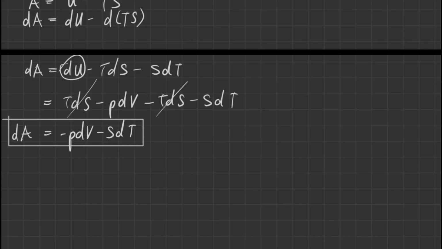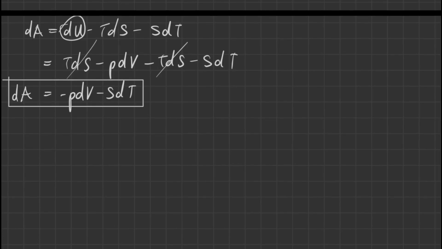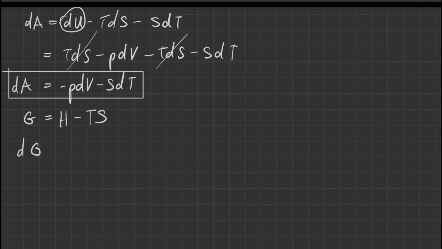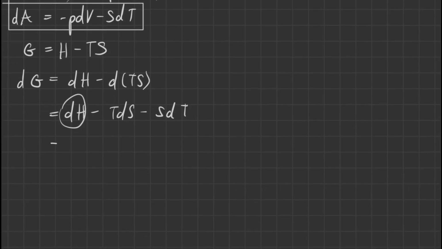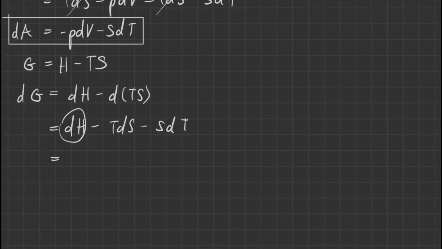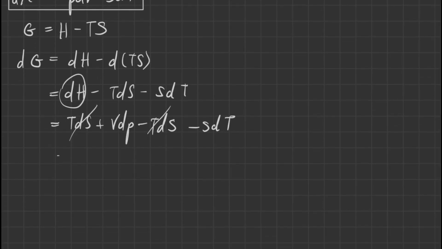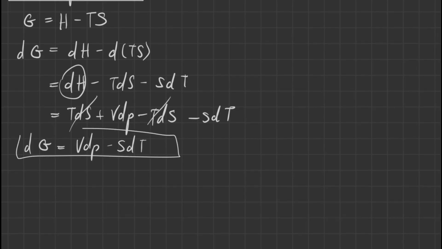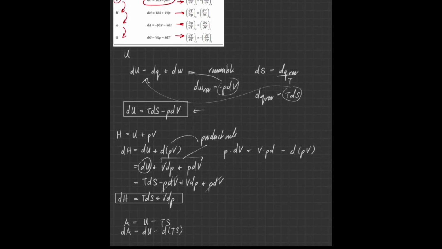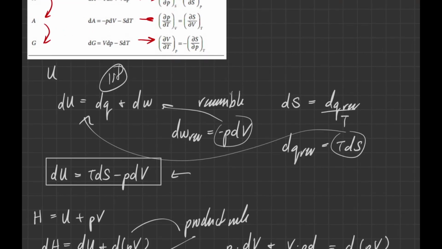And I'll box that. The final state function is the Gibbs free energy, which is equal to H minus TS. Evaluated over an infinitesimal change, dG is equal to dH minus d(TS), which is dH minus T dS minus S dT, where we know dH is equal to T dS plus V dP. So T dS plus V dP minus T dS minus S dT. Cross those out, and you get V dP minus S dT for your exact differential for the Gibbs free energy. So you really don't have to memorize any of these if you just remember the first and second law.